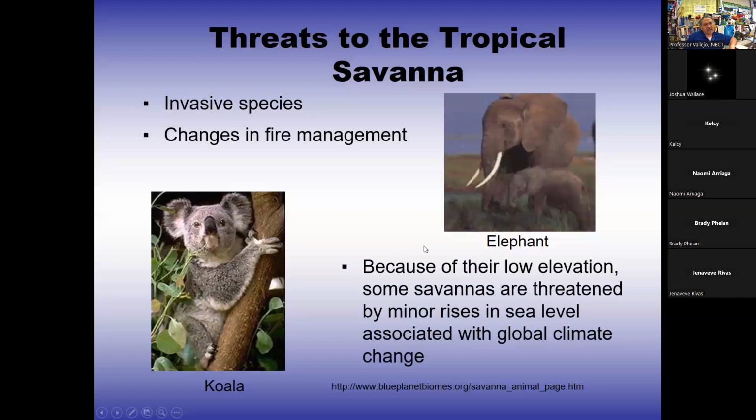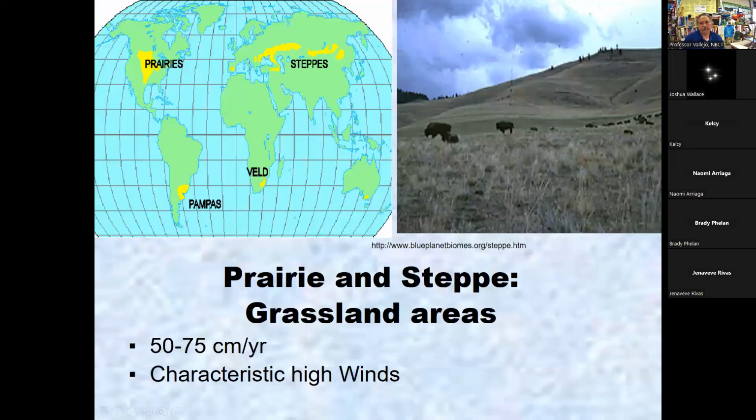Threats to tropical savanna: invasive species, changes in fire management, and, because of their low elevation, some savannas are threatened by minor rises in sea level associated with climate change. Sure, that's true, but the first two are probably more important than even that last one. Some animals are getting wiped out because you have other animals coming in that are suited for the environment but not naturally found in those environments, and those are called invasive species.